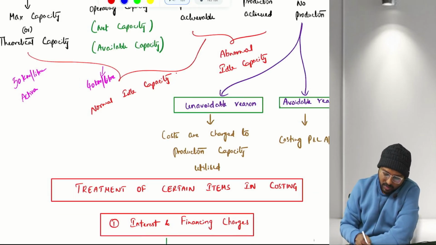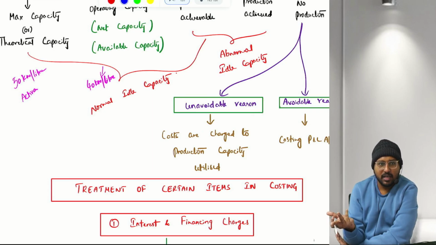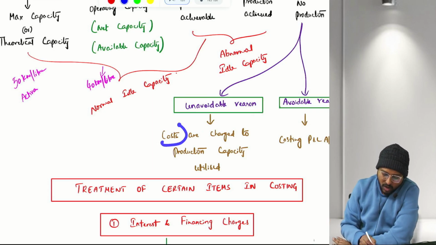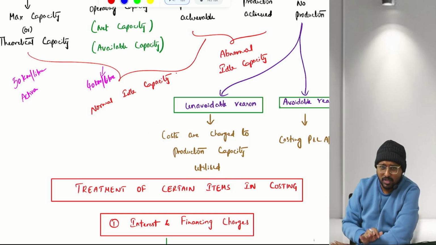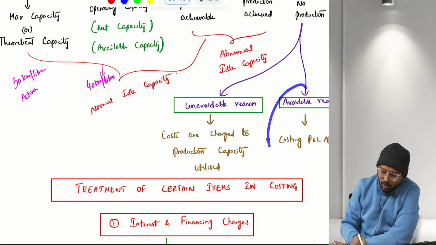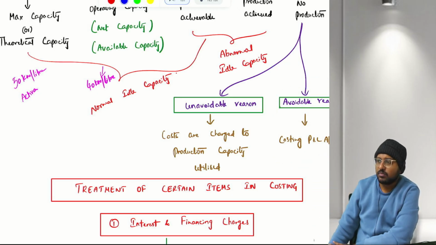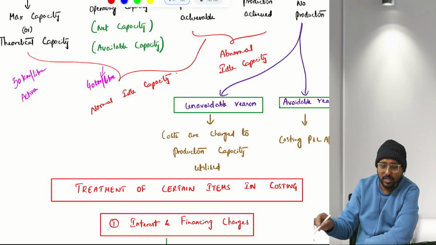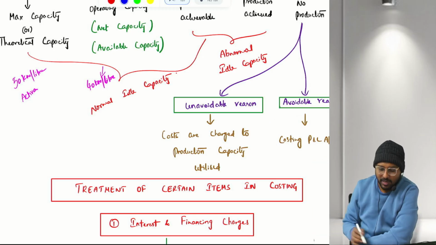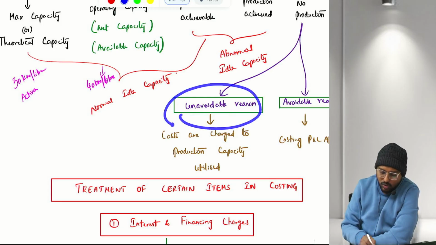If it is unavoidable reason, it means what? Anyway, that is practically impossible. Unavoidable means you can't avoid it. Correct? So therefore, what did I write here? Cost or charge to production and capacity utilized. This we'll see later once we start solving sums. Right now, don't get confused. Avoidable reason means that is your mistake. Therefore, it should be charged to costing P&L account. Are you able to get me? Avoidable reason means this is your mistake. So therefore, that should be charged to costing P&L account. Unavoidable reason means this is not your mistake. You can't do this. Are you able to understand?